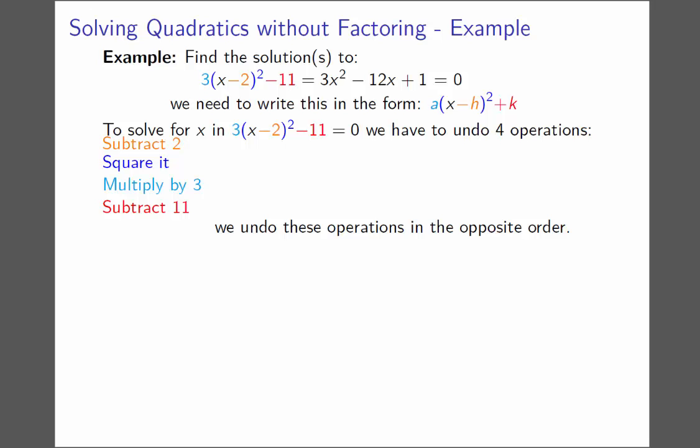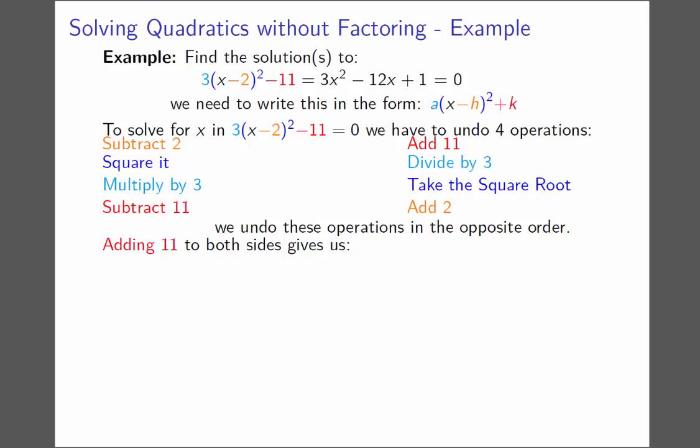To undo subtracting 11, we add 11. To undo multiplying by 3, we divide by 3. We undo squaring by taking the square root, and we undo subtracting 2 by adding 2. So we will start by adding 11 to both sides.